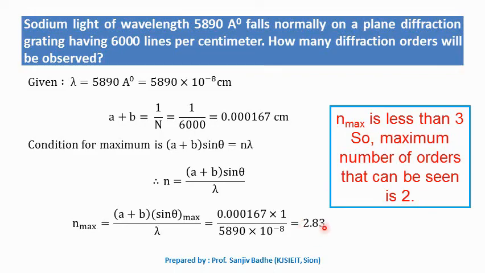So number of orders is less than 3. We will not round it off again. Number of orders is less than 3. So maximum number of orders that can be seen is 2. So 2 is the final answer, not 3. Remember this. We are not rounding it off.